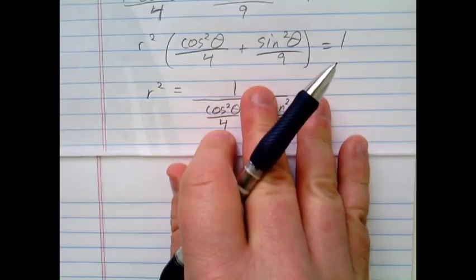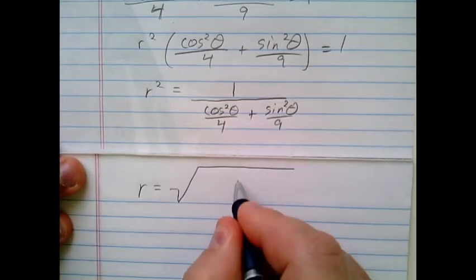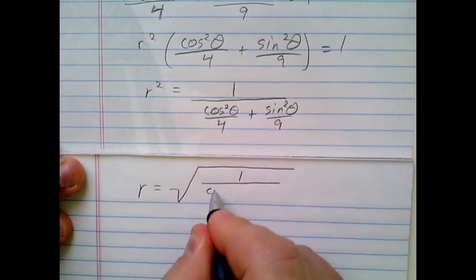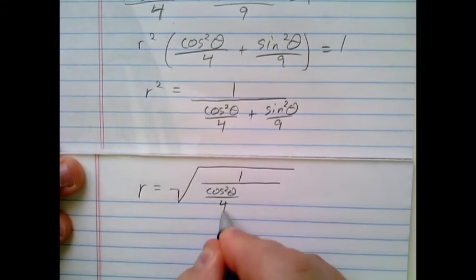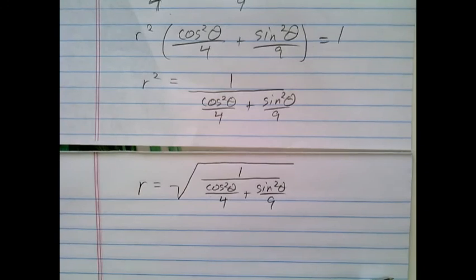So maybe I'll just write one last step and then we'll take it back to Desmos. So r should be the square root of 1 over cosine squared theta over 4 plus sine squared theta over 9. So hopefully when I enter that business there into Desmos, what I will get, if I've done this all correctly, is an ellipse centered at the origin with a horizontal radius of 2 and a vertical radius of 3.